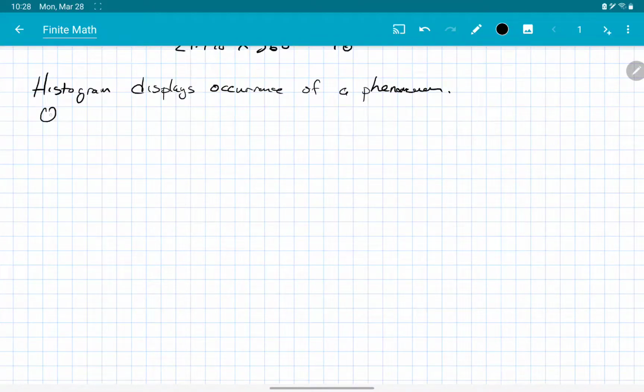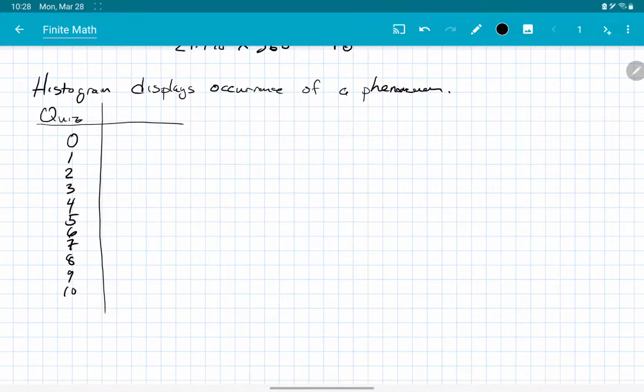Let's say I wanted to look at the quiz scores of my students, and let's say the quiz has a possible 10 points, so I want to look at how many students got each possible score. So those are all the possible scores, and here's the number of students. So this would be 2, 1, 0, 1, 1, 3, 2, 3, 4, 3, 5. Okay, so that's just the distribution of the student scores. And note that there's a total of 25 students.